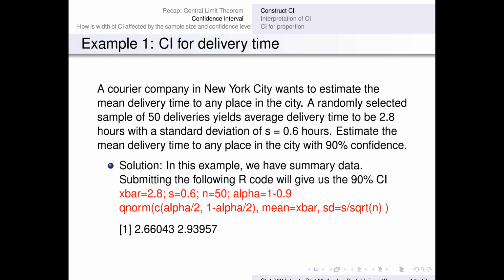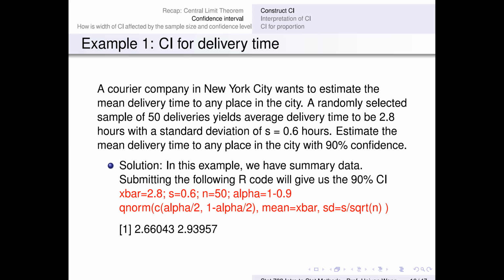Here's an example for the confidence interval. For this example, we consider a delivery company in New York City that wants to estimate the mean delivery time to any place in the city. They have a randomly selected sample of 50 deliveries that gives an average delivery time of 2.8 hours and a standard deviation of 0.6. So that's saying that n is 50, x bar is 2.8 and s is 0.6.